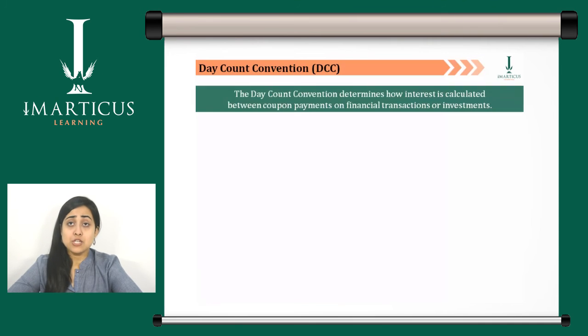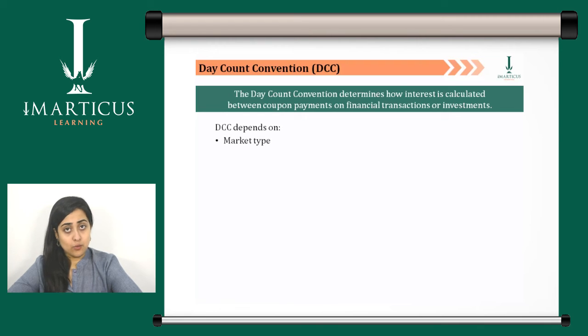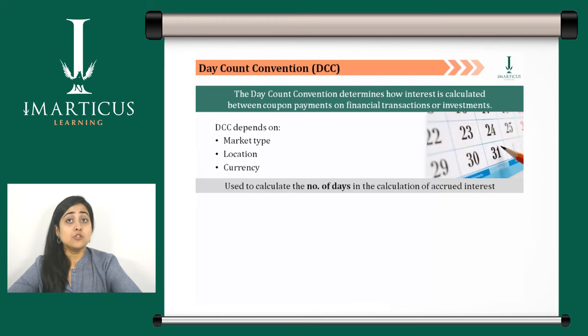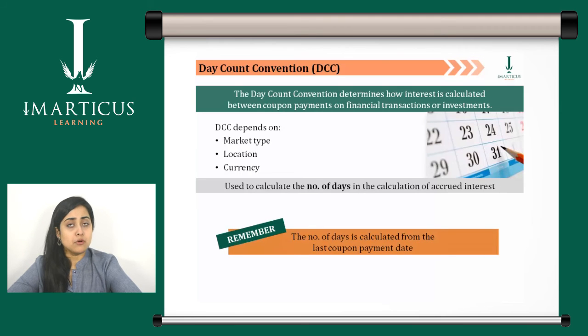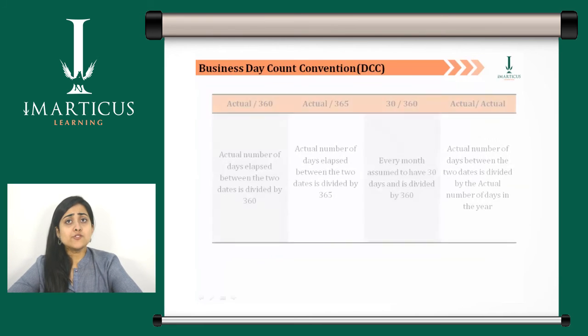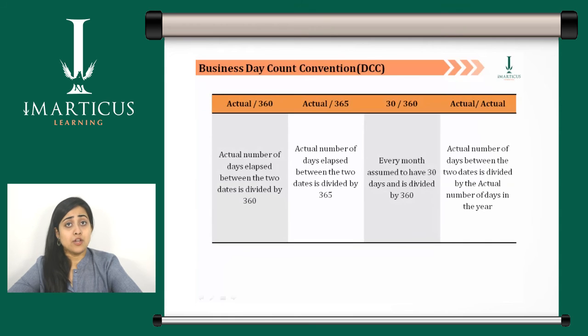The day count convention determines how interest is calculated between coupon payments on financial transactions or investments. The conventions vary depending on market type, location, and the currency. DCCs are primarily used to calculate the number of days in the calculation of accrued interest. An important point to remember is that the number of days is calculated from the last coupon payment date. Let us focus on types of day count convention.